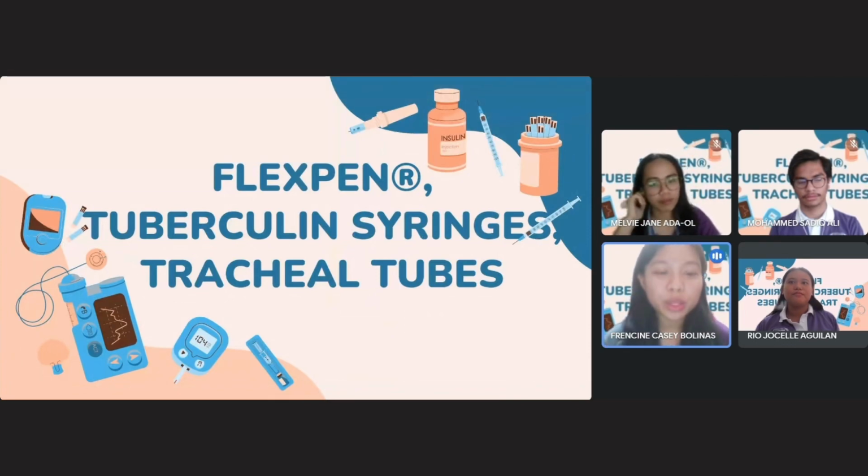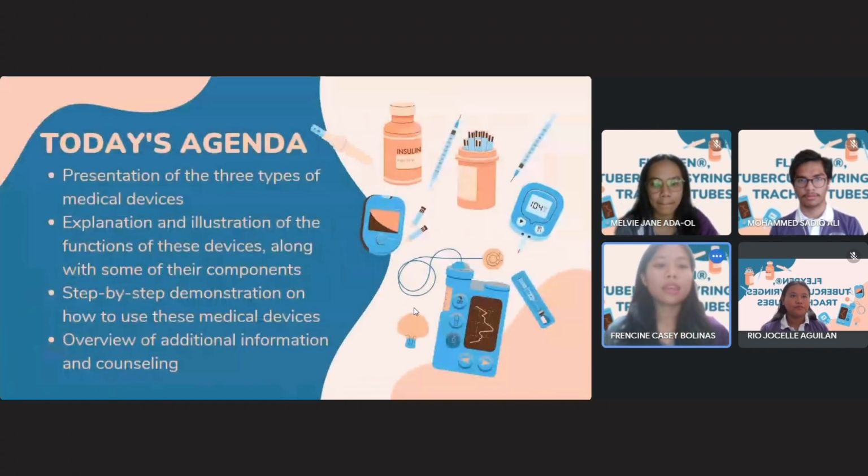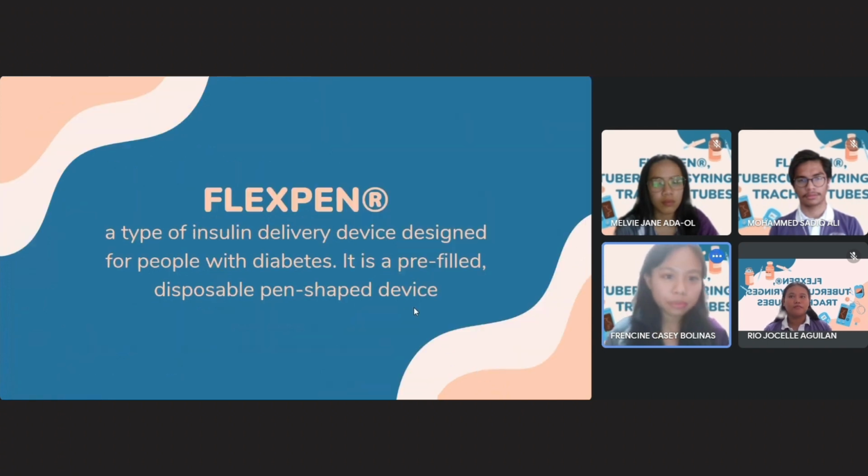Hello everyone. Today we will be discussing and presenting our chosen medical devices: Flexpen, Tuberculin syringes, and Tracheal tubes. In today's agenda, we will be presenting the three types of medical devices and explaining and illustrating the functions of these devices, along with some of their components. We will also be tackling the step-by-step demonstration on how to use these medical devices, and lastly, an overview of additional information and counseling.